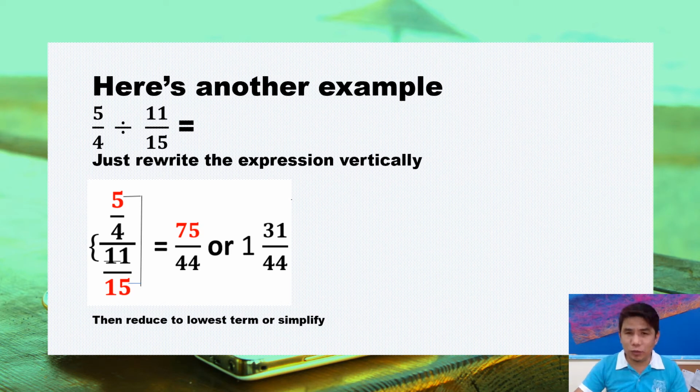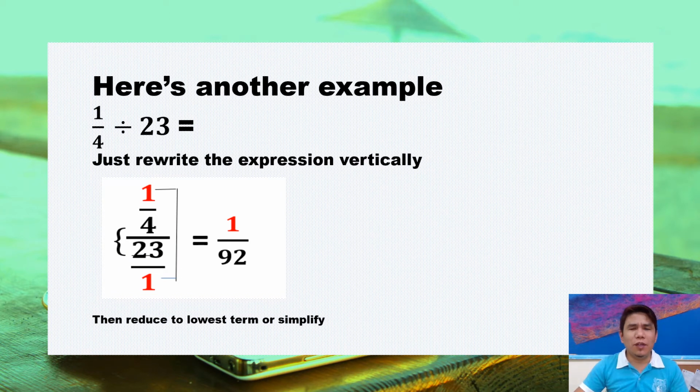Assuming that you are told to simplify, you're going to write it in mixed fraction. So how many 44s are there in 75? You have 1, right? 1, and then there's a remainder of 31 over 44. So your complete answer is 1 and 31 over 44.